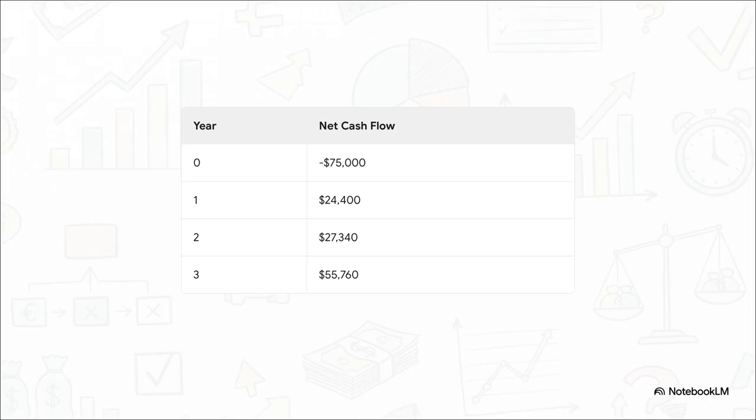They've got an initial outflow of $75,000 in year 0, but they have decent inflows over the next 3 years. So we simply discount those future inflows back to year 0, subtract the initial cost, and if we end up with a positive number, we greenlight the project.